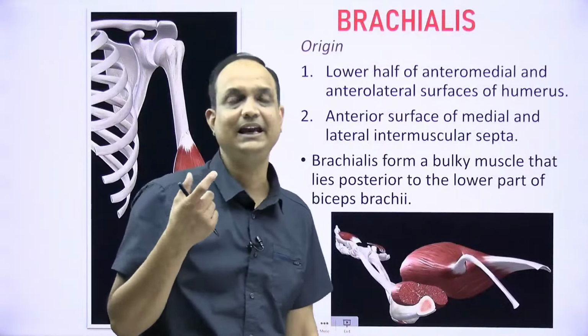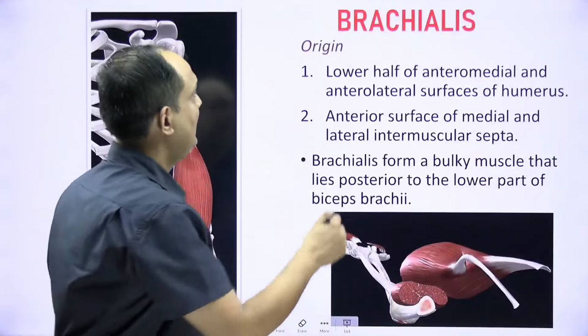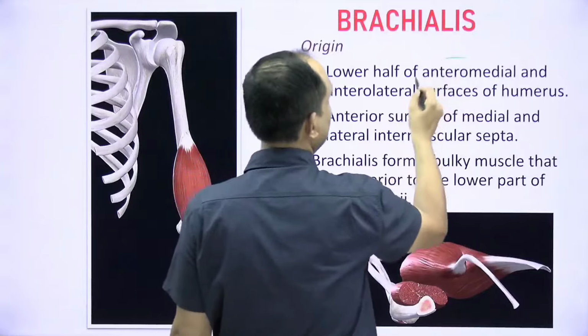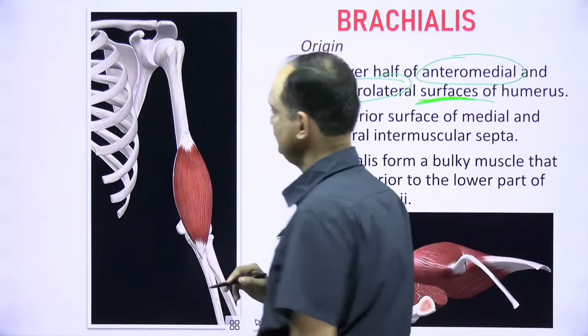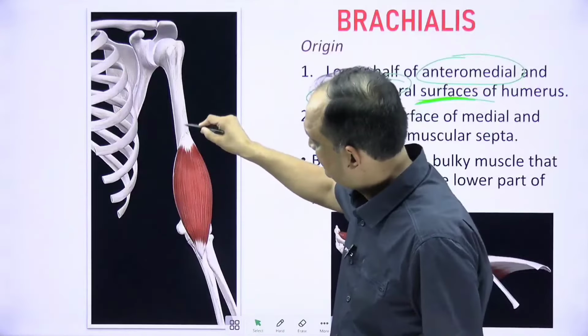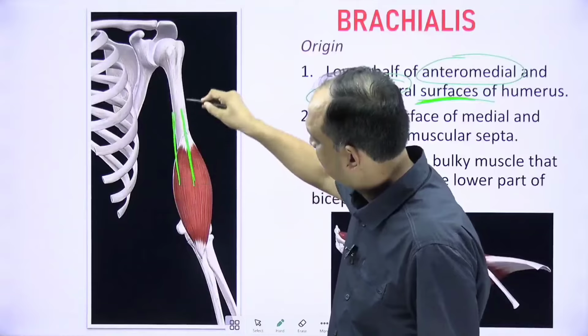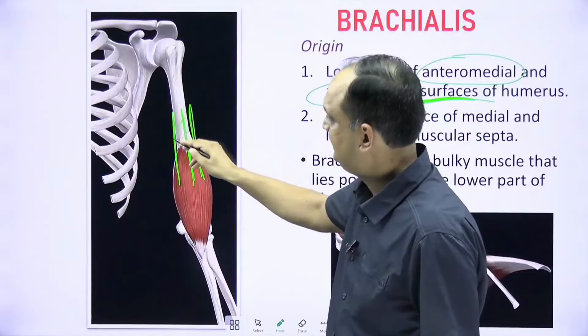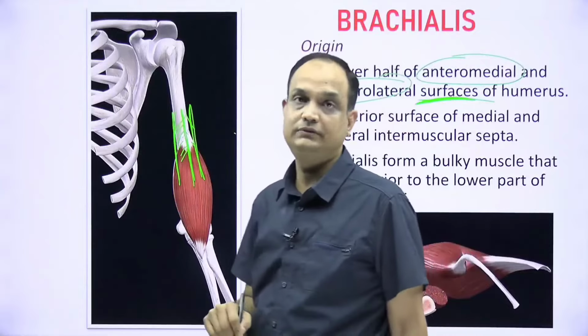Now, brachialis is again a muscle of the arm which lies deep to the biceps brachii, and it arises from the anteromedial and anterolateral surfaces of the humerus. Now, see, this is the midline, this is the medial border, this is the lateral border. So, this becomes the anteromedial and this becomes the anterolateral surface of the humerus.